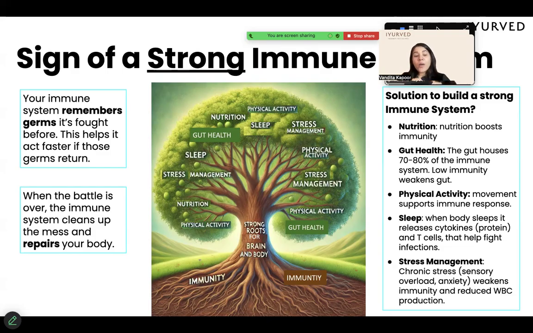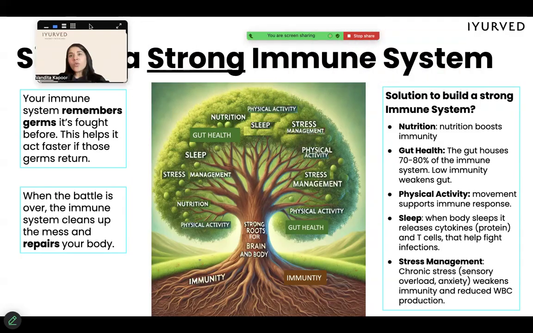The second is when the battle is over, when your immune system is done fighting that infection, it will help clean up. It will remove all the waste material that the attacker has left behind. It will help repair your body.